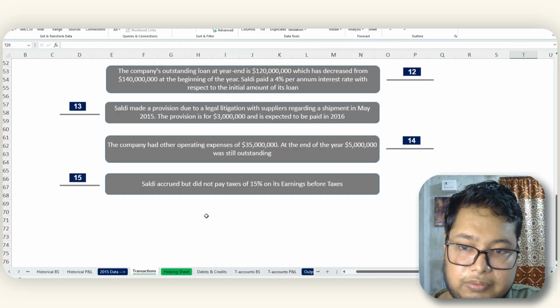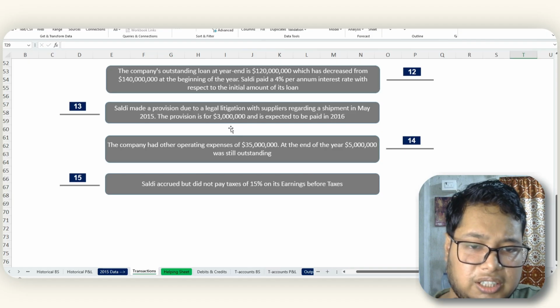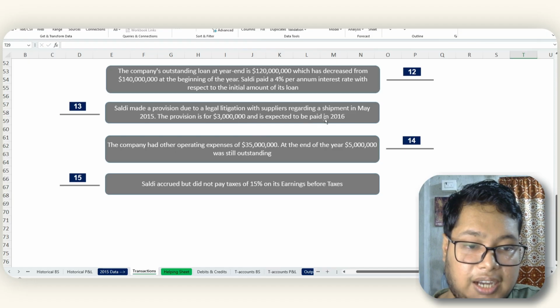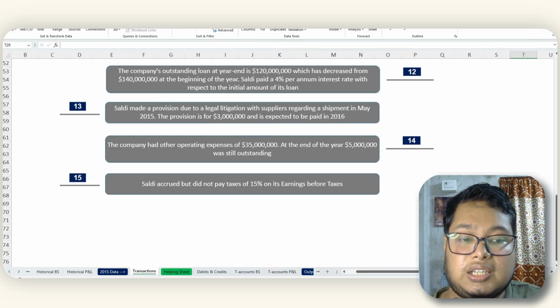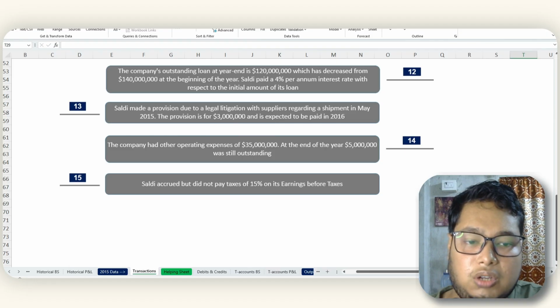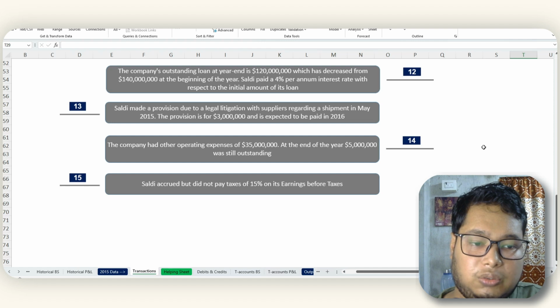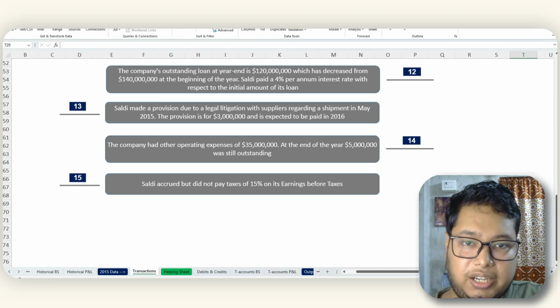Almost done. Yeah, transaction 13. Sally made a provision due to legal litigation, if I pronounce it right, with supplies regarding a shipment in May 2015. The provision is for $3 million and is expected to be paid in 2016. Okay, so this is 2015 and it is going to be paid in 2016. Within 1 year it is going to be paid.